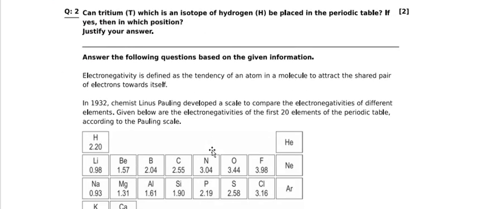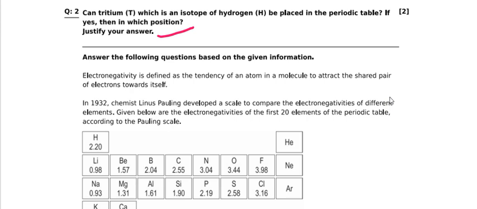Can tritium, which is an isotope of hydrogen, be placed in the periodic table? If yes, then in which position? Justify your answer. Answer the following question based on the given information.